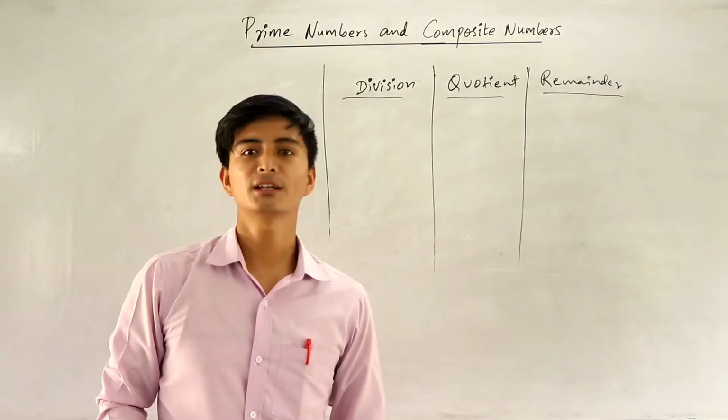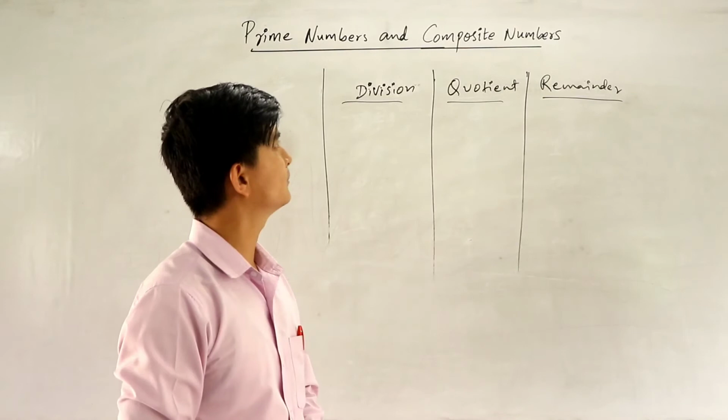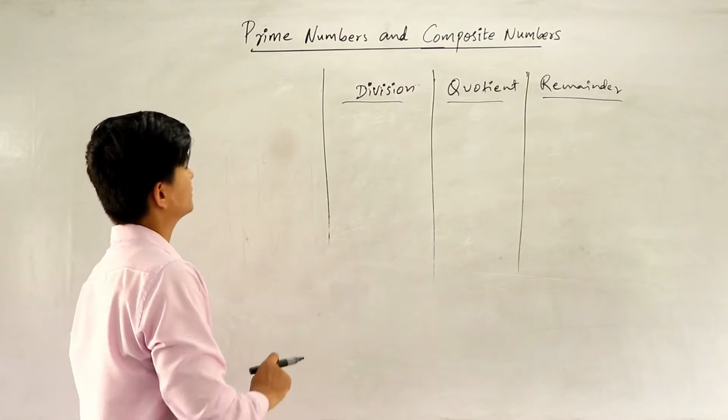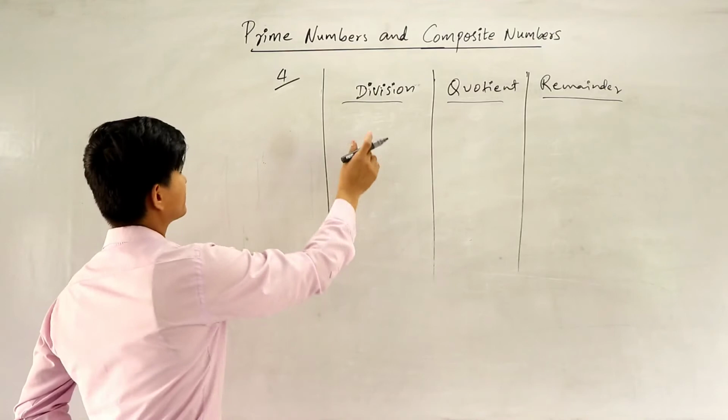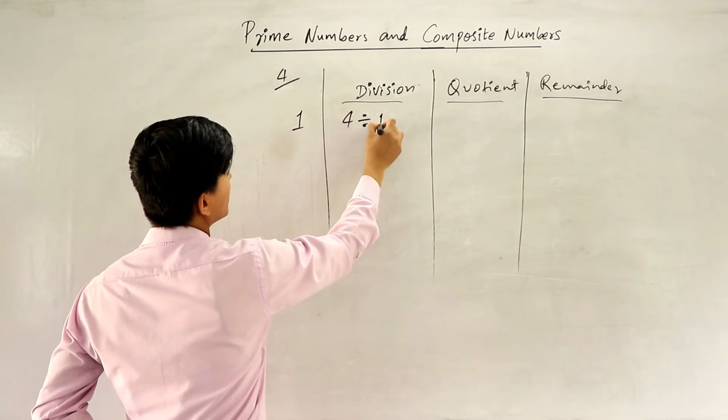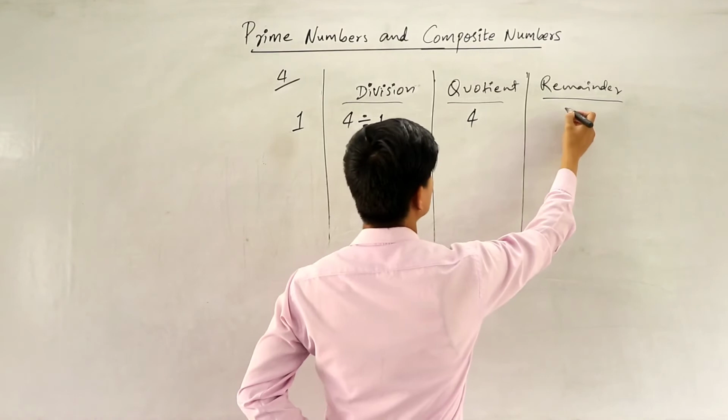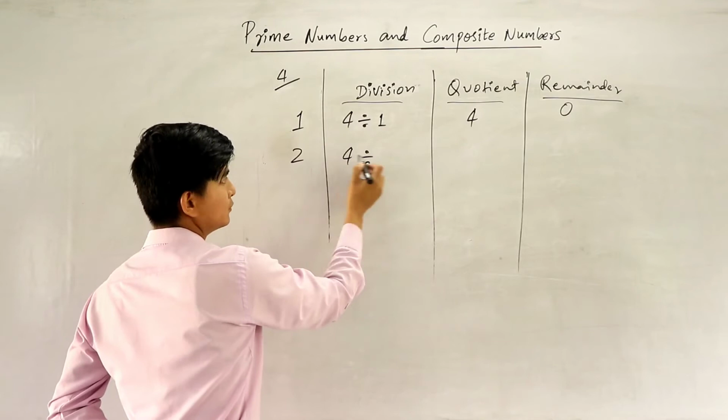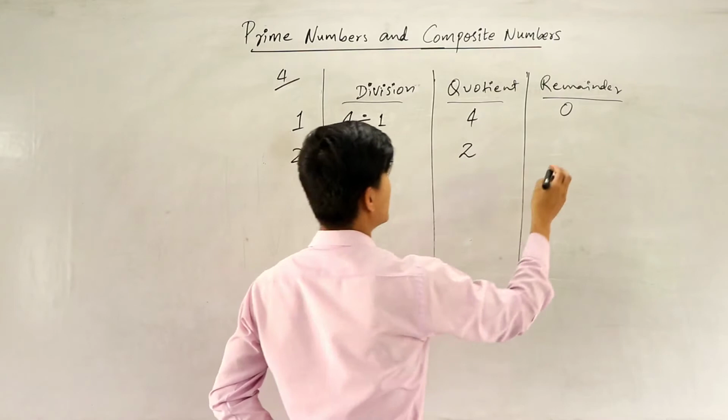Now we are talking about composite numbers. So what numbers are called composite numbers? Let's take an example. First of all, I'll take 4. If you divide 4 by 1, you will get 4 as the quotient and the remainder as 0, right? If we divide 4 by 2, we will get 2 as the quotient and 0 as the remainder, right?